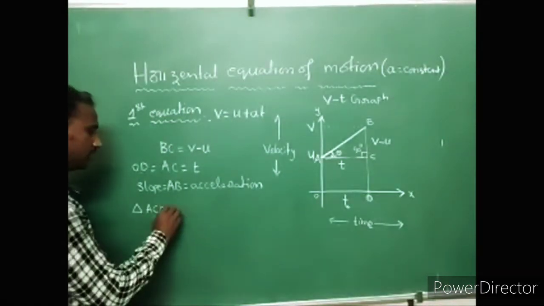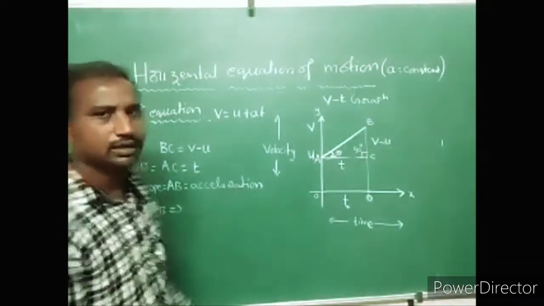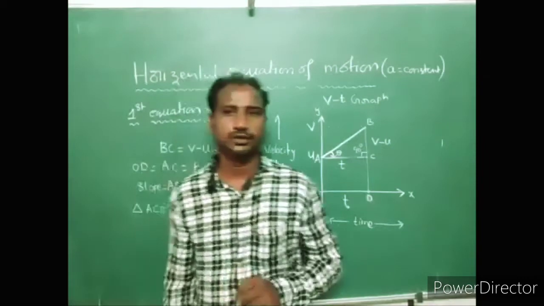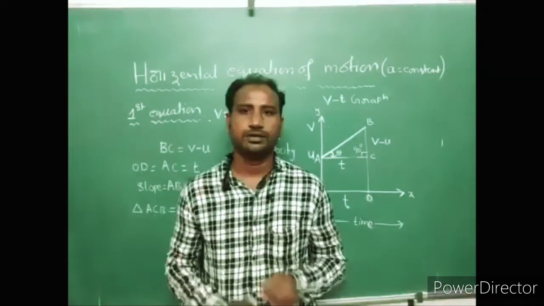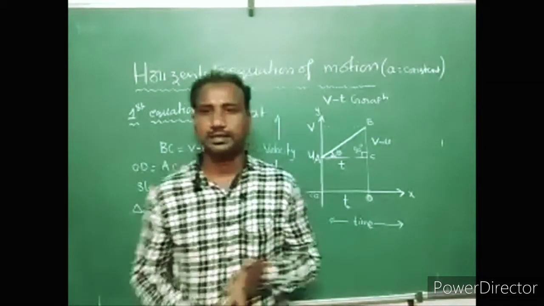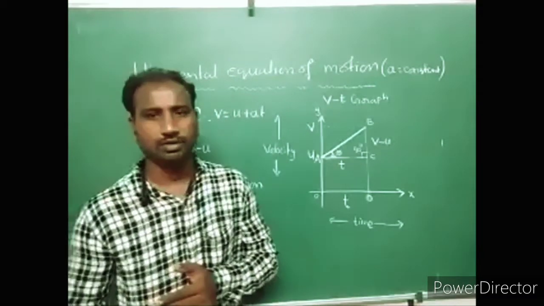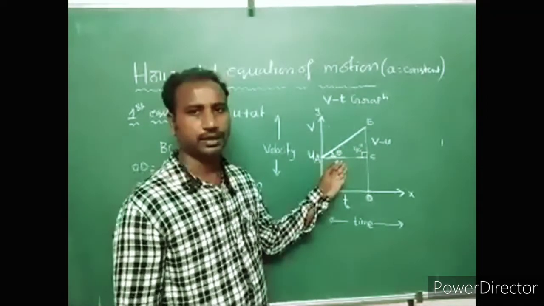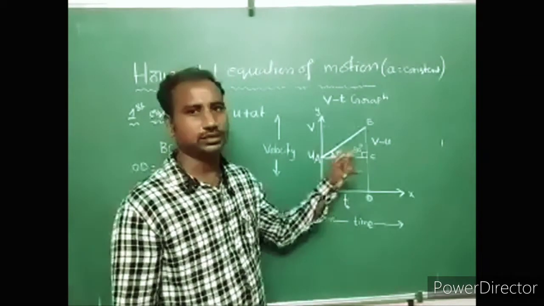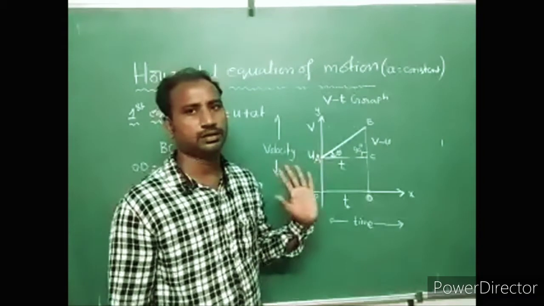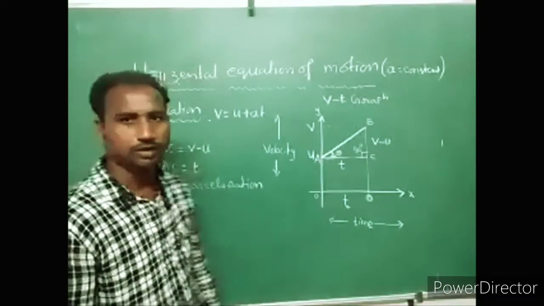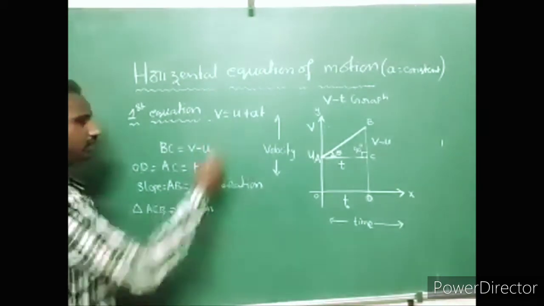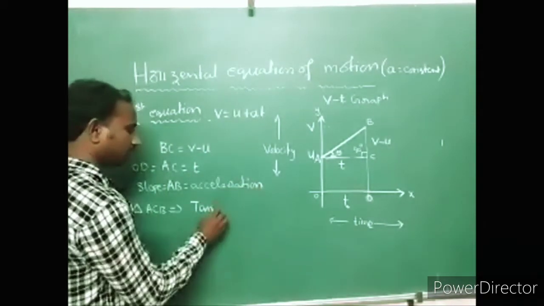In triangle ACB, we have to apply a trigonometric function. How many functions are there? Total 6 functions: sin theta, cos theta, tan theta, cot theta, secant theta, cosecant theta. Given the opposite side and adjacent side, which function is required to find the slope angle? Tan function. Don't forget. So here we use the tan function for finding the angle of slope.